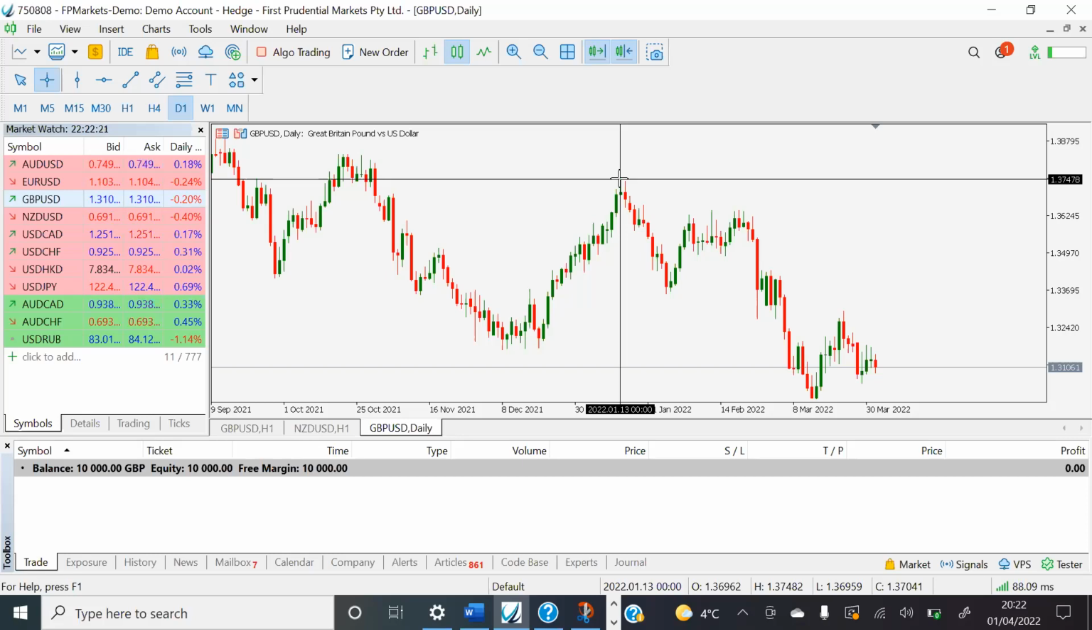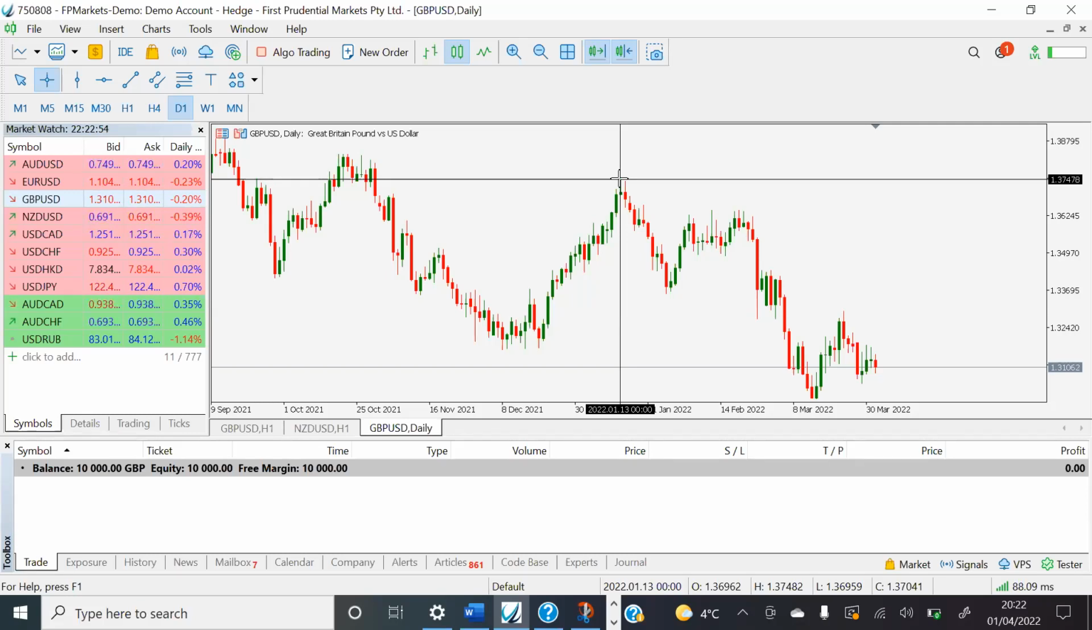For homework, you're going to write about the base currency. For example, if I'm selling the Aussie US dollar, then I'm expecting the Australian dollar to go down and the US dollar to go up. Let's look at this one here. If we've got the GBPUSD and I sell the GBP US dollar, let me show you what I mean by sell.